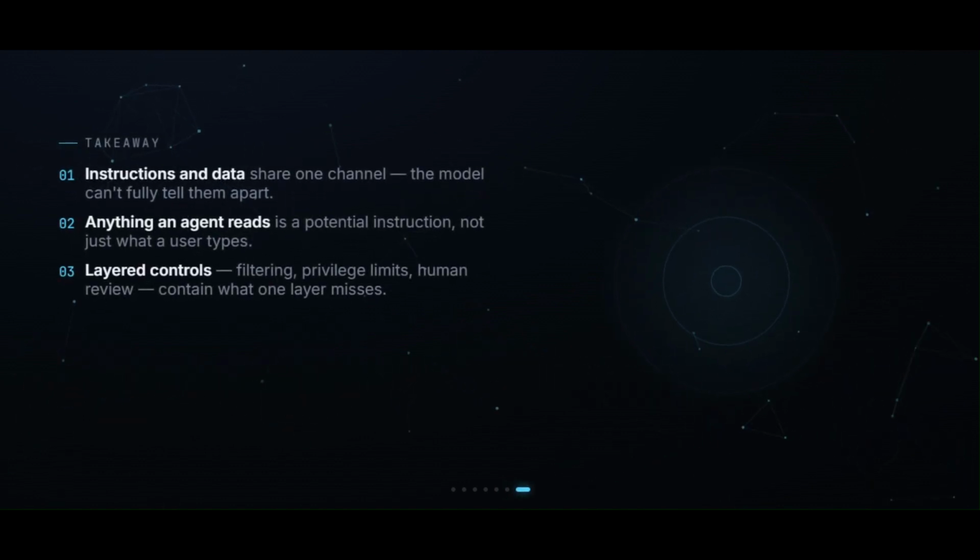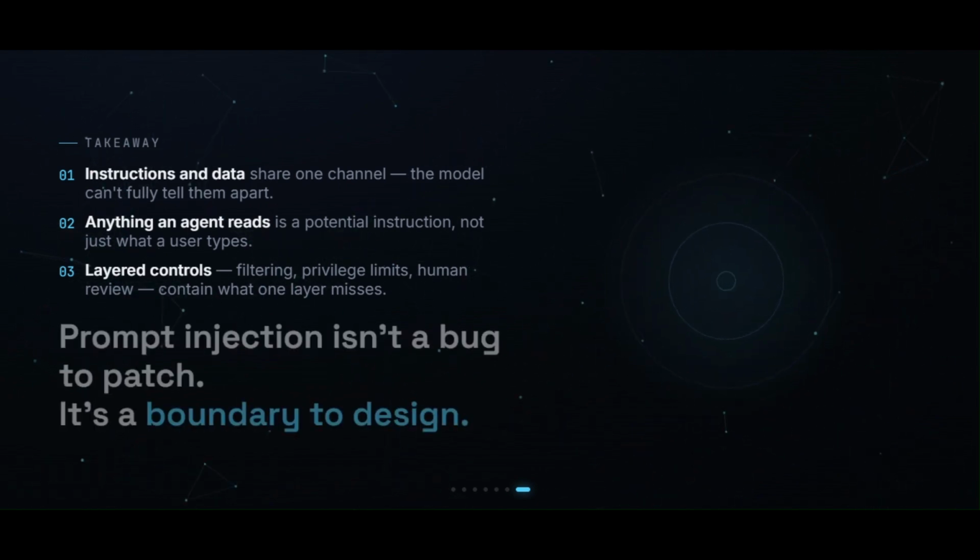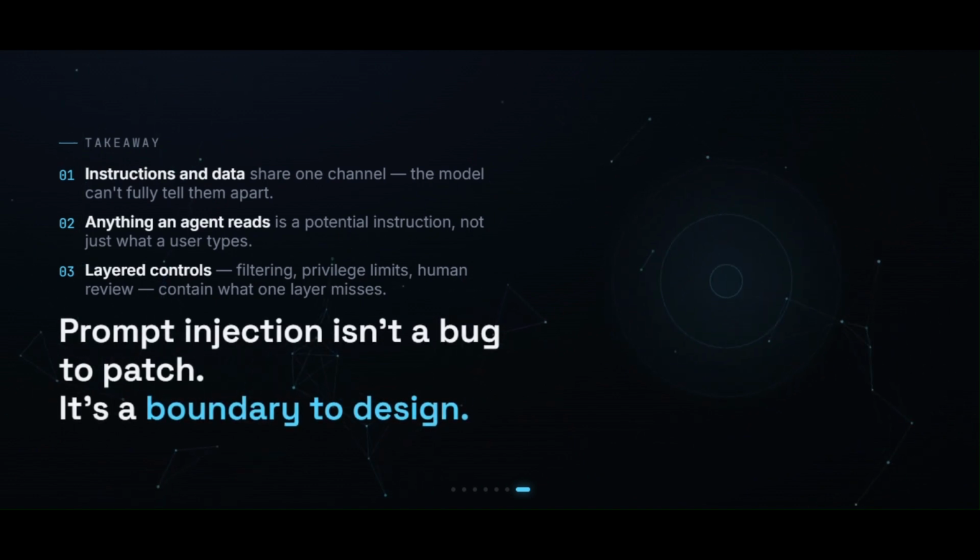Let's recap. Prompt injection happens because LLMs process instructions and external content in the same context. Direct injection comes from the user. Indirect injection comes from external content and is especially dangerous for AI agents. As AI systems become more powerful, understanding prompt injection is essential for building secure AI applications.